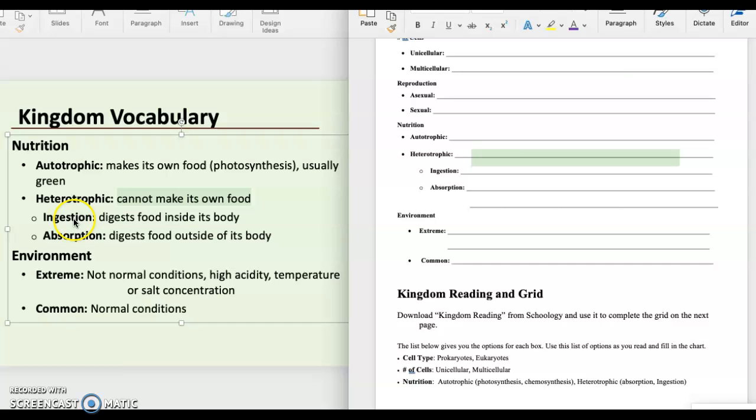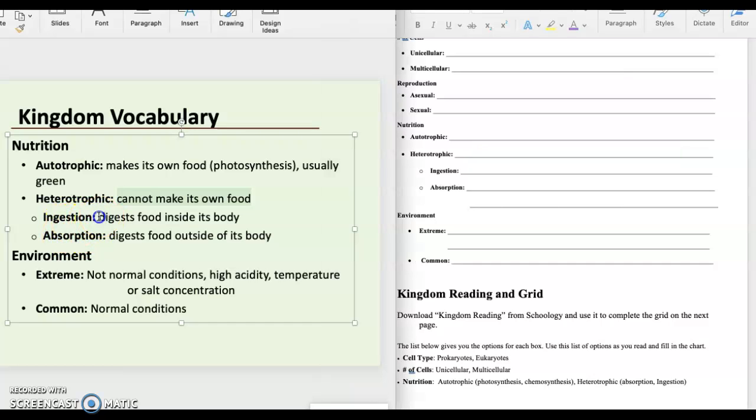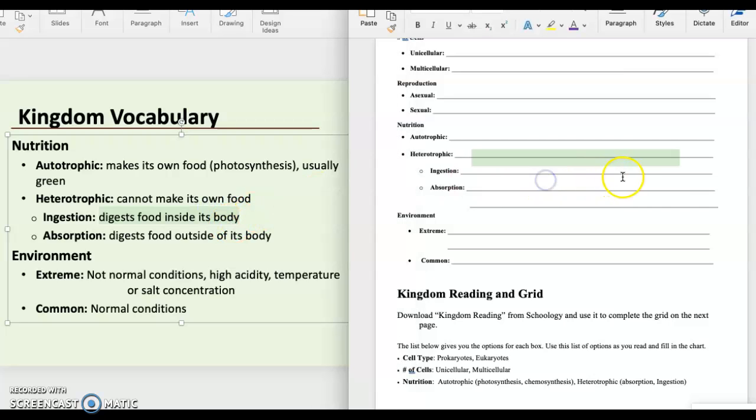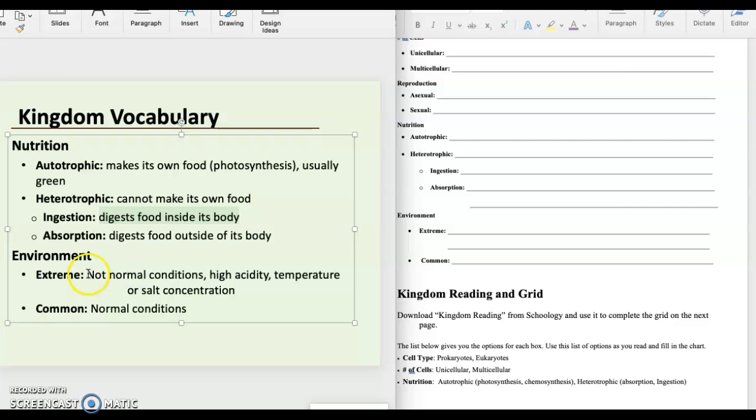And there's two types of heterotrophs: ingestion and absorption. Ingestion is like what you and I have. We digest food inside the body. So that goes here. And absorption digests food outside of its body. So it's just next to whatever it is that it's eating, and it can absorb the food and pull it into itself.